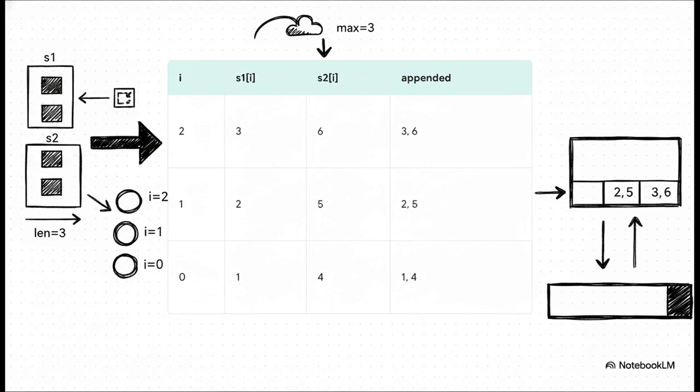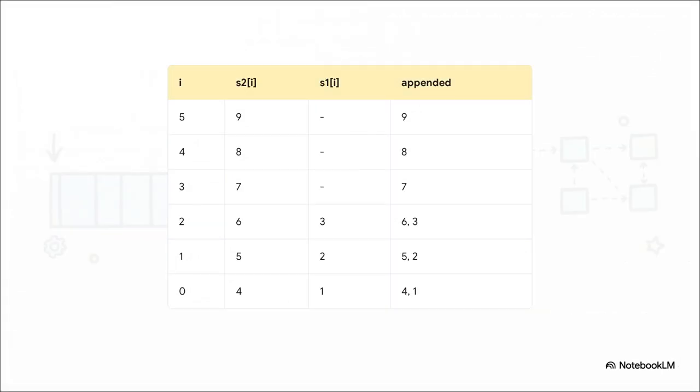Then we drop down. At I equals 1, we pull 2 and 5, giving us 3, 6, 2, 5. And finally, down at I equals 0, we pull 1 and 4. Our final result builds step by step to 3, 6, 2, 5, 1, 4. But what happens when the lengths are mismatched?